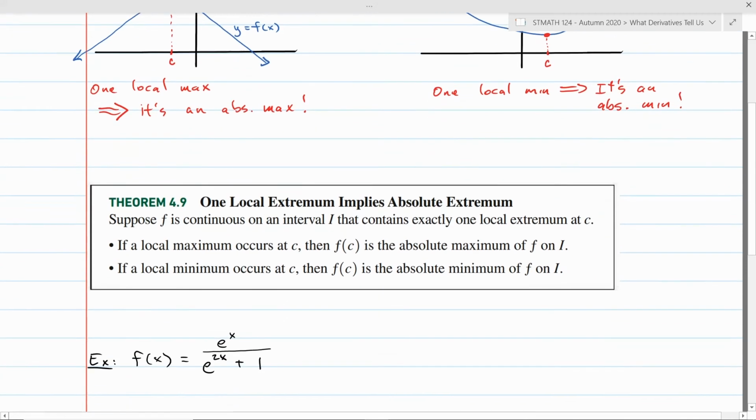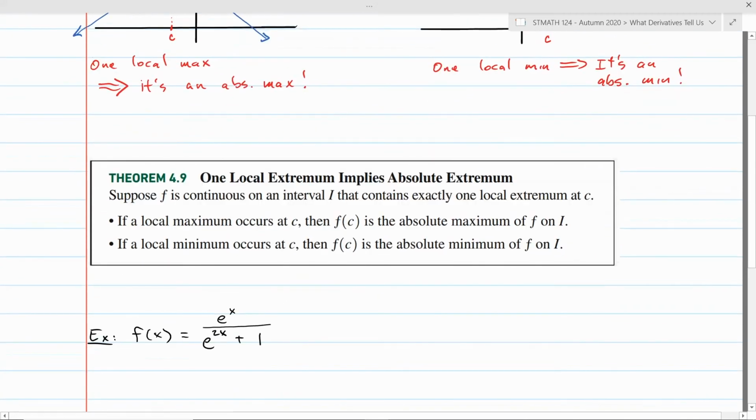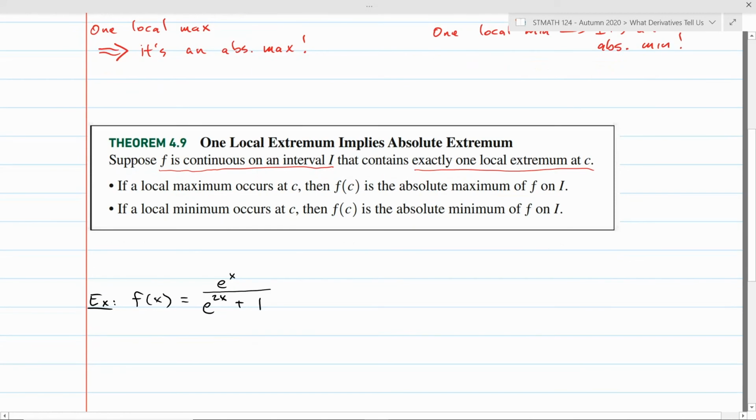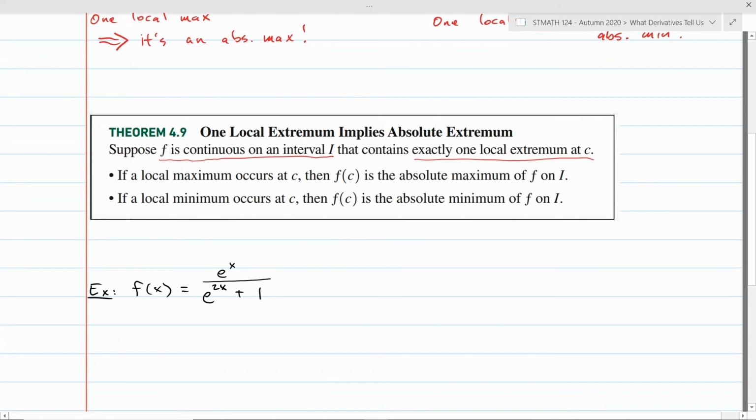And that's what this theorem 4.9 says. Of course, there are some hypotheses. The function has to be continuous on that interval, and it has to contain exactly one local extremum at a critical point. Actually, you don't even have to assume c is a critical point here, but I guess it would kind of have to be.